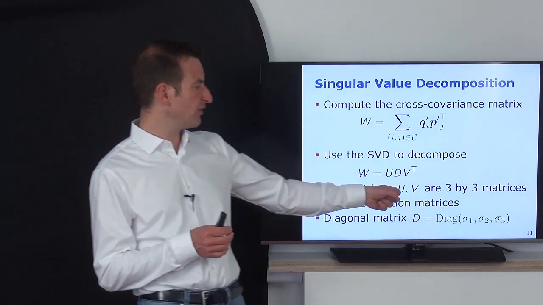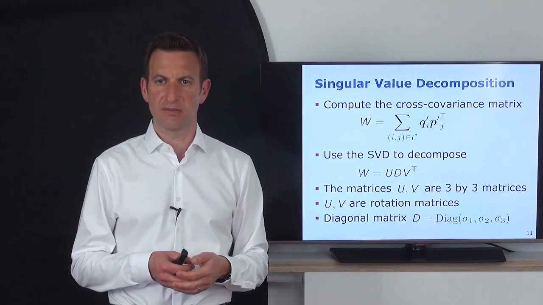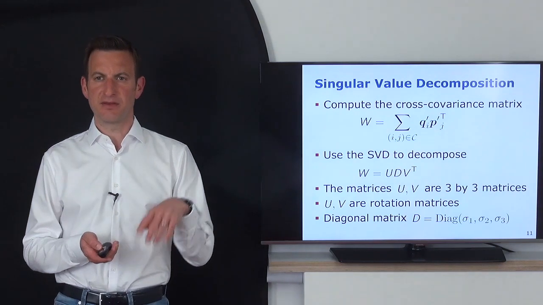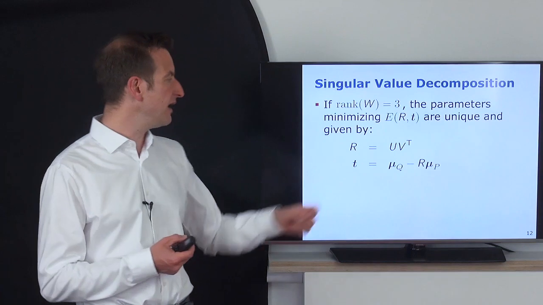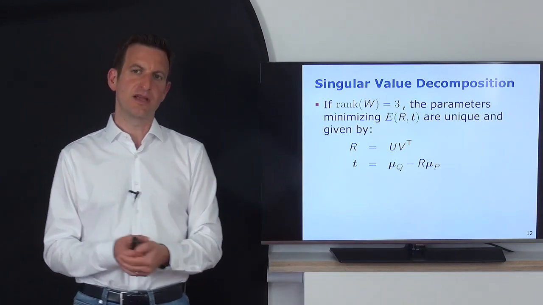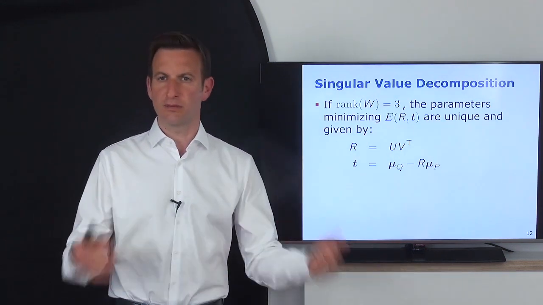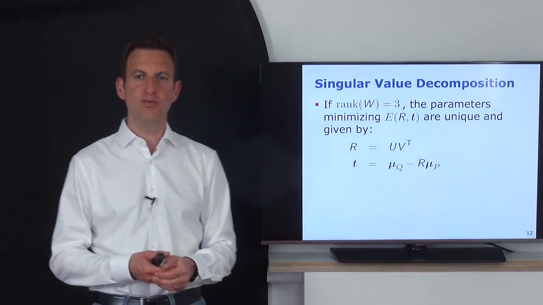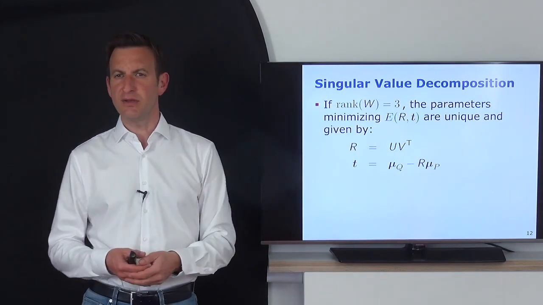I'm interested in the matrices U and V, and these are 3 by 3 rotation matrices in this example, under these conditions. And if I multiply them with each other, U times V transposed, I actually obtain my rotation matrix which minimizes this function. This holds only under the assumption, of course, that my cross-covariance matrix has full rank. So if we talk about 3D points, it must be rank 3. If we're talking about 2D points, it must be of rank 2. And under this assumption, this matrix R can uniquely be determined.